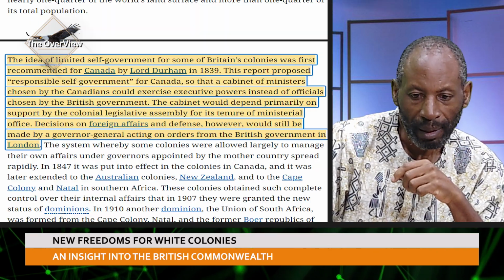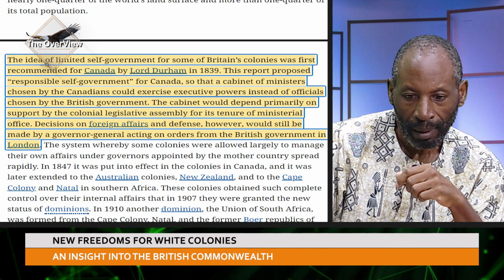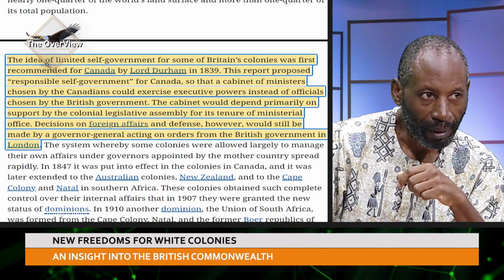The idea of limited self-government for some British colonies, this is dealing with the beginnings of the Commonwealth in terms of the British Empire allowing certain colonized territories, basically the white-owned, white-dominated territories such as Canada, Australia, New Zealand, and so forth, to have more self-governance.